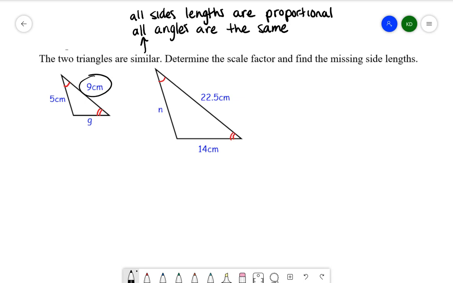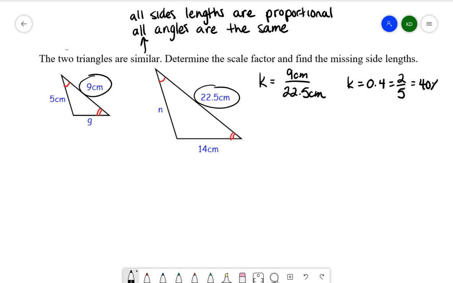In both of these triangles, I know this side and these sides are corresponding to each other. So when I look for the k value, what I can do is divide 9 centimeters from the one triangle by the other side in the larger triangle. When I divide these two, what I get as a decimal is 0.4, which as a fraction is 2/5, and as a percent is 40%.